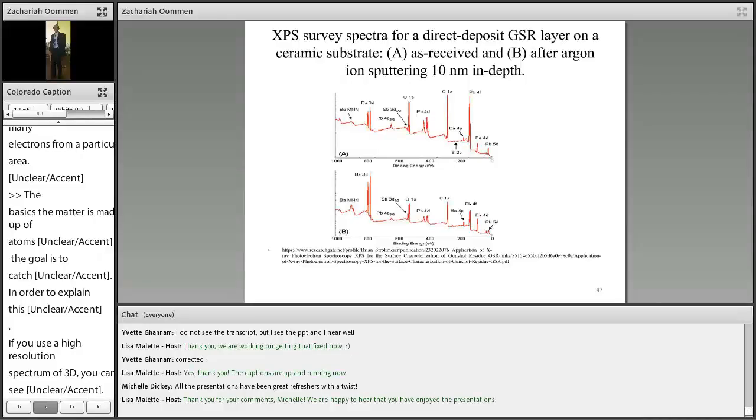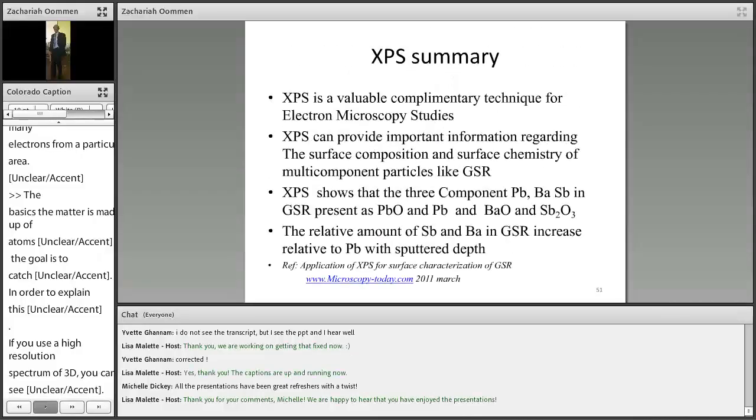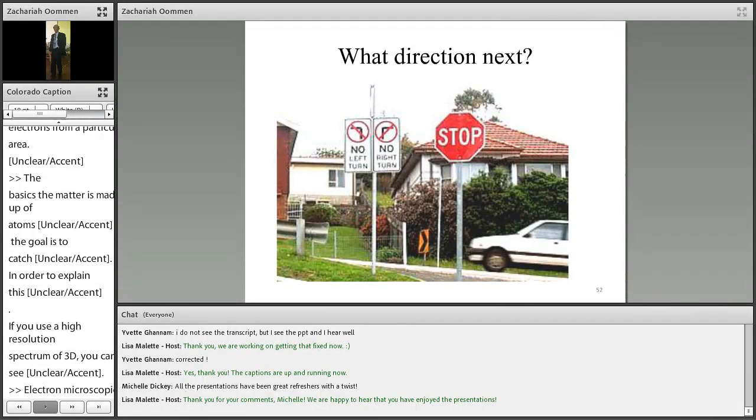So these are my analyses of GSR with the different instruments, especially the scanning electron microscope, XPS and SIMS. So just as a summary, XPS is a valuable complementary technique for electron spectroscopy studies. XPS can provide important information regarding the surface composition and surface chemistry, especially for multi-component samples like GSR. So here I stop. If you have any questions, they are welcome.